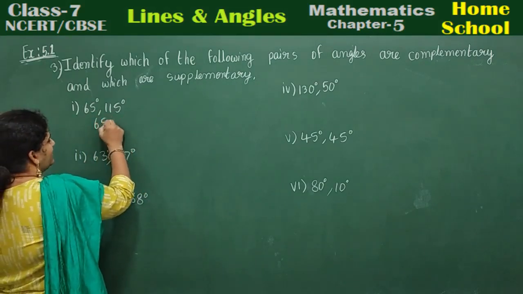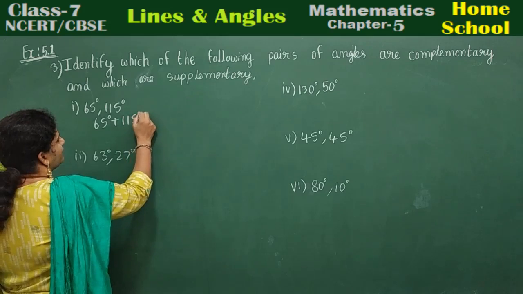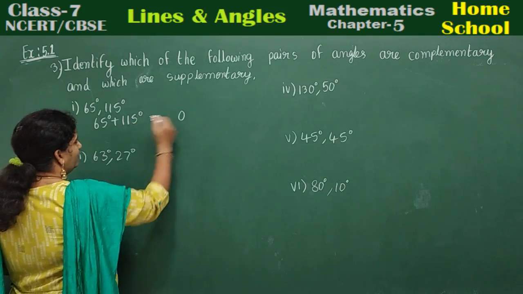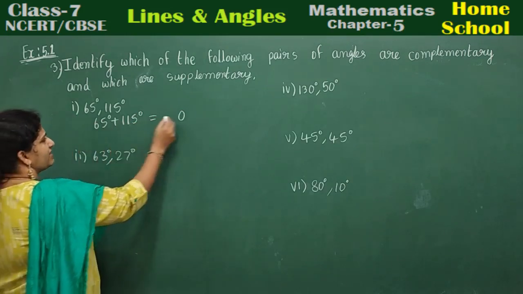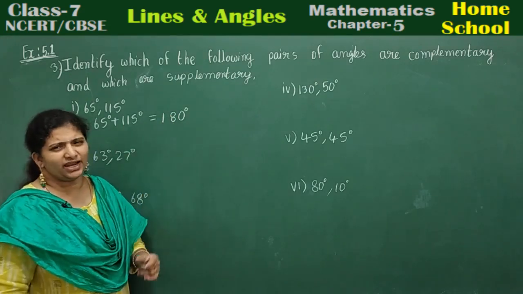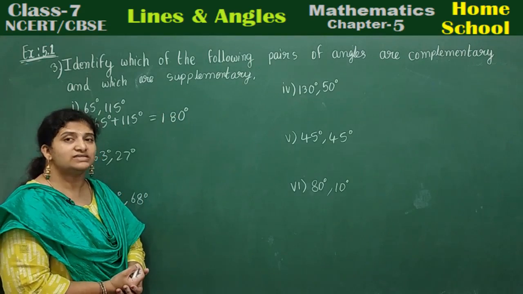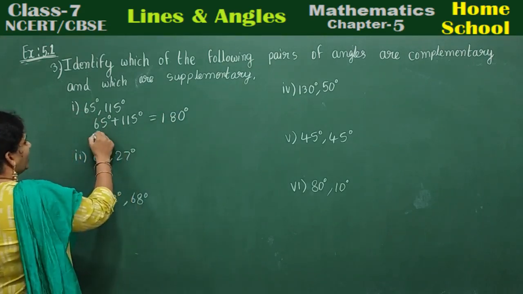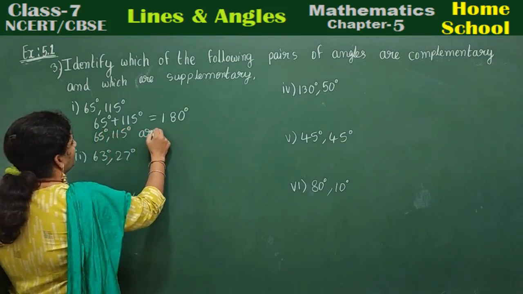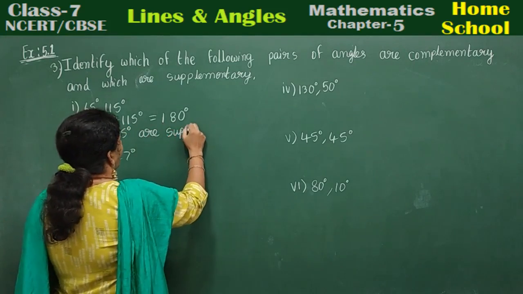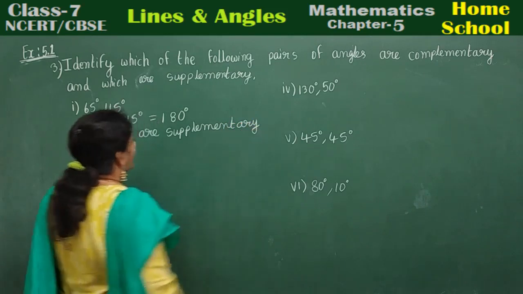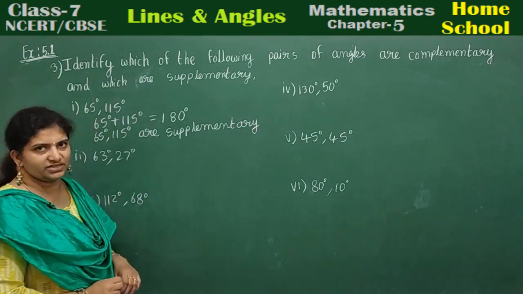First sub question in it, 65 degree, 115 degree. Let us add and see, 65 degree plus 115 degree. Directly you can add, children. 5 plus 5, 10. 1 plus 6, 7. 7 plus 1, 8. And you have 1 here. What you got? 180 degree. 180 degree means immediately what you remember? Supplementary angles. You write 65 degree, 115 degree are supplementary angles. Or just you write these pair of angles are supplementary.